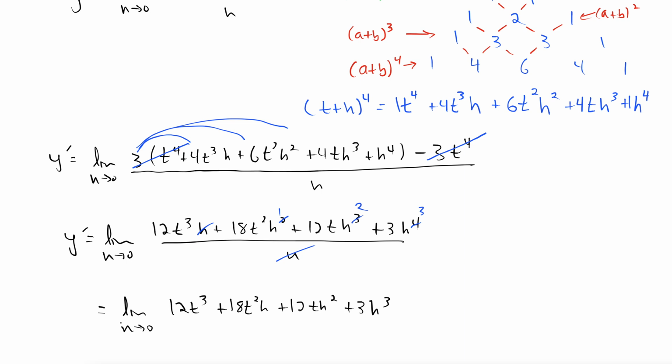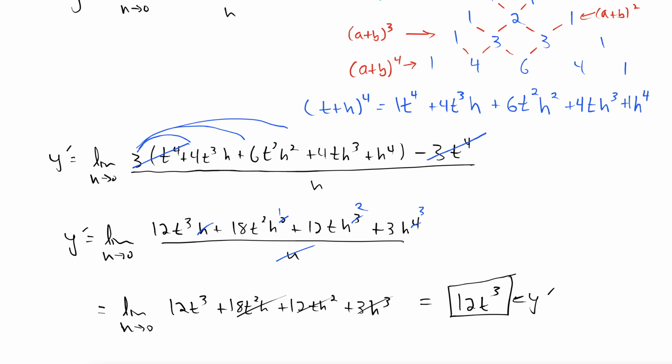When we take this limit as h goes to 0, we essentially plug in 0 for all these h's. So this goes out, this goes out, this goes out, and our final answer is 12t cubed. That is our derivative, y prime.